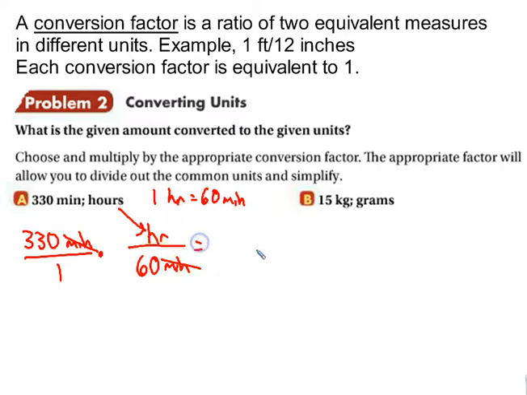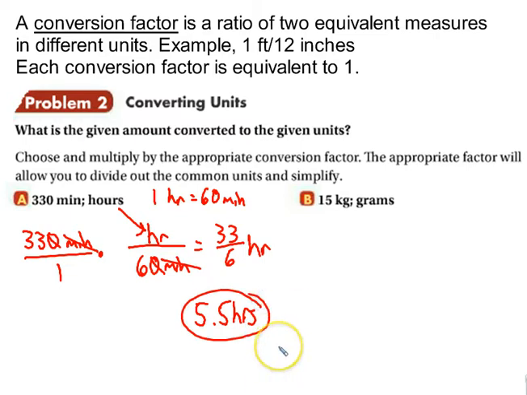Okay. So what I'm going to end up with is how many hours I get. So I can cancel the zeros, and then I get 33 over 6. Okay. So what is that? 5 and a half? 5.5 hours.